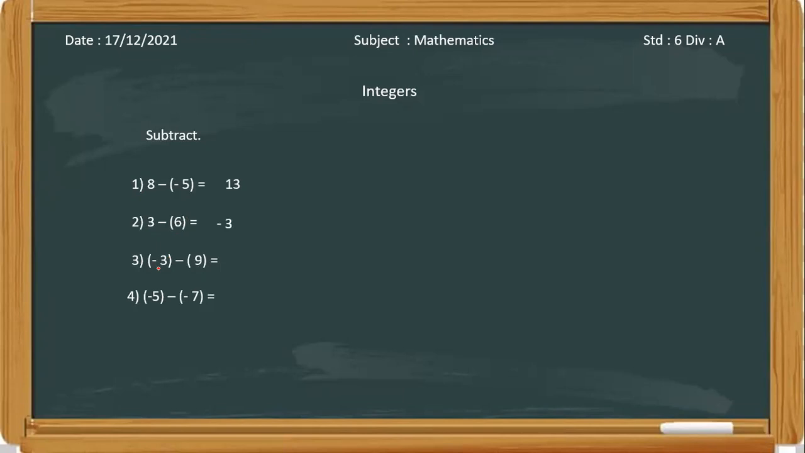So this one, -3 minus of 9. 9 has a positive sign. This first one is negative. Tell me the answer. We will just keep this -3 as it is, write the plus sign here and write the negative of 9. It's -12. Okay. So the next one, -5 minus of -7. 2. Yes, it's 2. Very good.